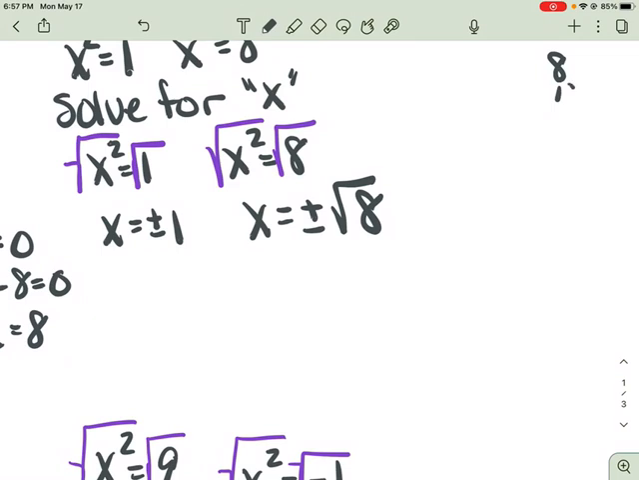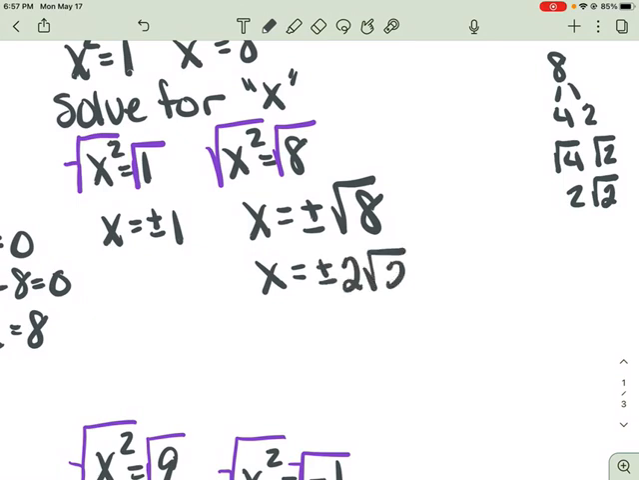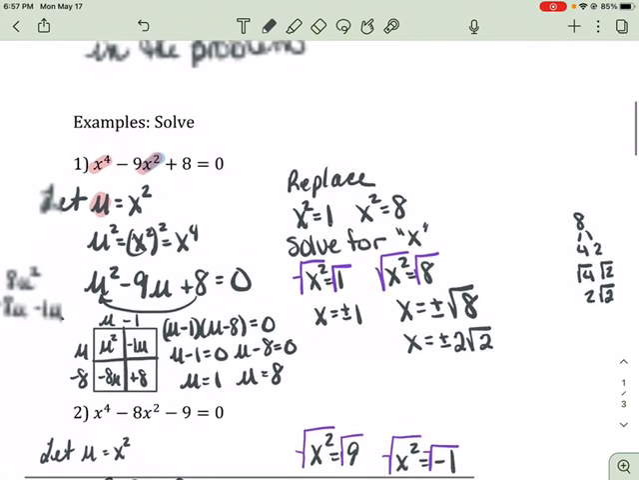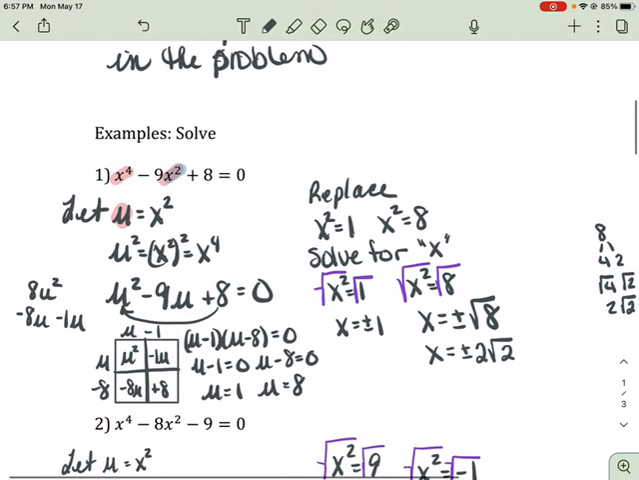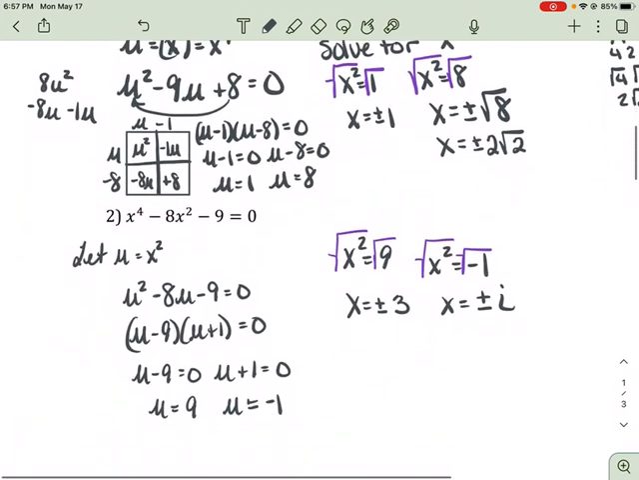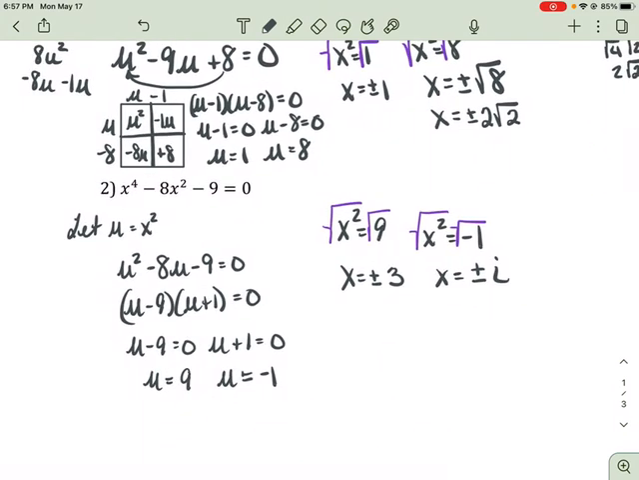We know how to simplify that. So 8 is 4 and 2. So square root of 4, square root of 2, 2 square roots of 2. So x equals plus or minus 2 square roots of 2. Okay, all right. You can tell you're doing higher level math when the problem takes a lot of space. All right, so why don't you try this process with the next problem? All right, let's see how you did.